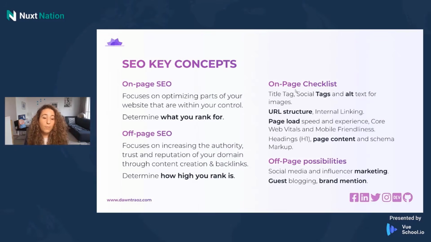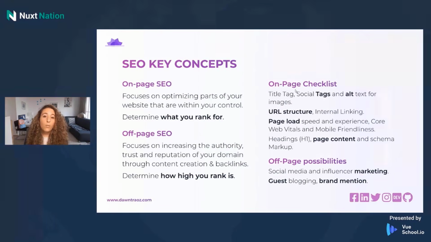And off-page SEO, in contrary, is focused on increasing the authority, trust, and reputation of your domain, of your brand, through content creation in other places and backlinks to your site. So imagine that you have a blog, you can write in other blogs, for example, Smashing Magazine, and they will link to your site. So in that way, you are creating off-page SEO, and that determines how high your rank is. If you have a lot of backlinks, you will have better SEO because they trust in you, and for that they are linking to your site.